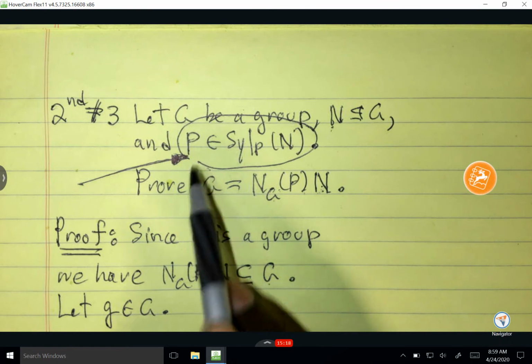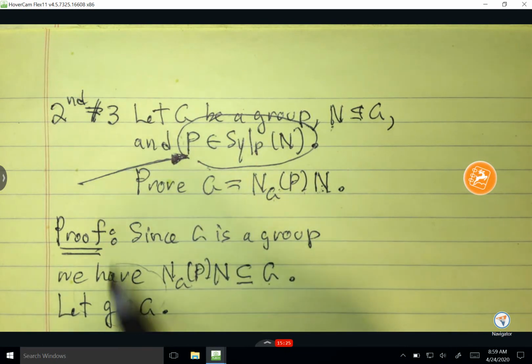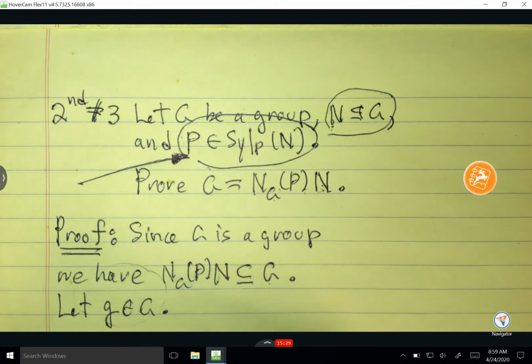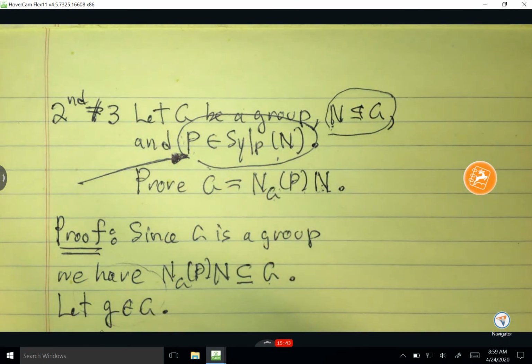How about P conjugated by this little g here? That will stay in N by N's normality here. And it will maintain the same order by a previous homework problem. When you conjugate a subgroup by an element of a group, the order stays the same. So it will still have the order, the pth part of N. So it will still be a Sylow P subgroup of N. So that's what I'm going to do.